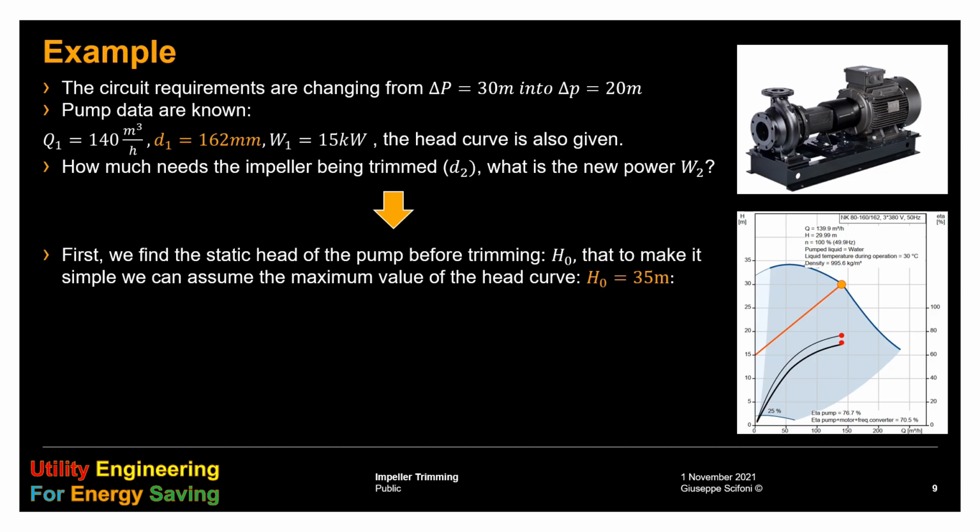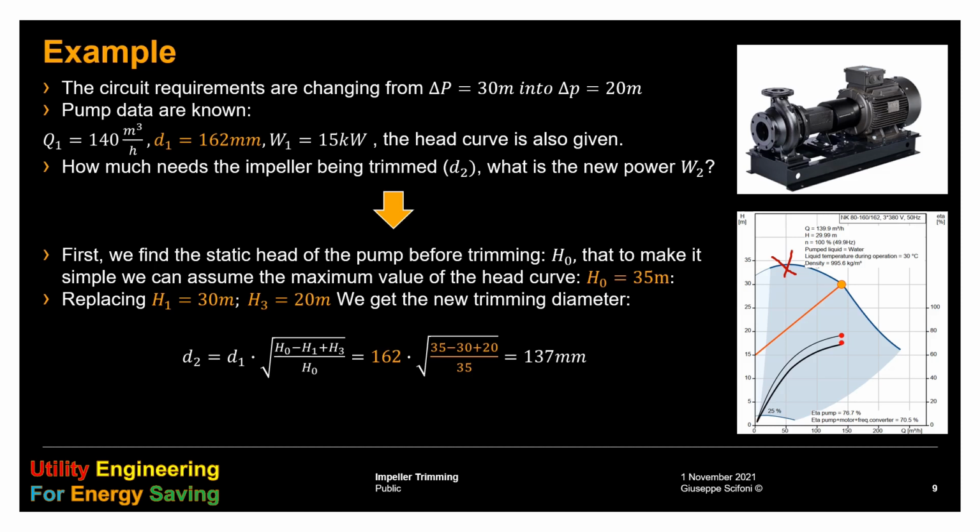The static head of the pump is displayed in the head curve side, and since in this case the curve is not really a parabola, at least not a parabola with a vertex over the H-axis, we need to assume the peak value here for H0, that is about 35 meters. The starting value of the head H1 is 30 meters, the target H3 is 20 meters, and the starting diameter is 162 millimeters. We have all the ingredients, and from the formula we find for the trimmed diameter 137 millimeters.